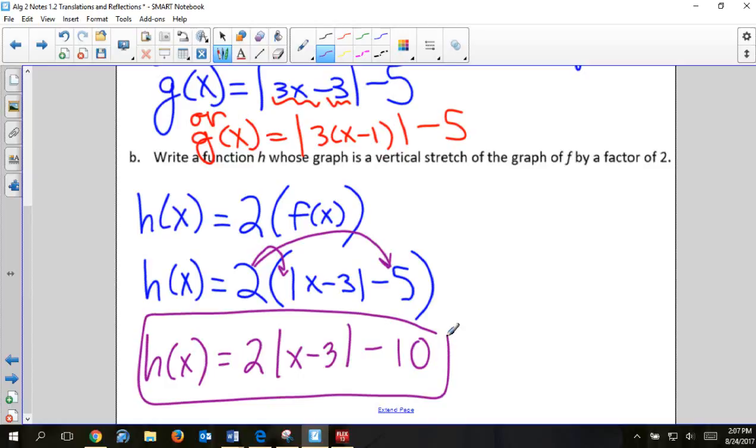So you saw how we multiplied the entire function. We multiplied both terms to get that 10.